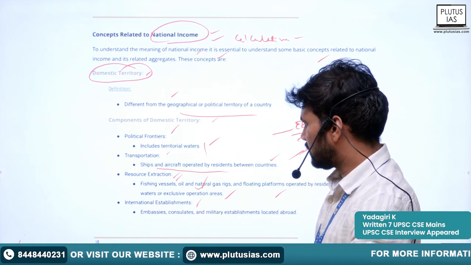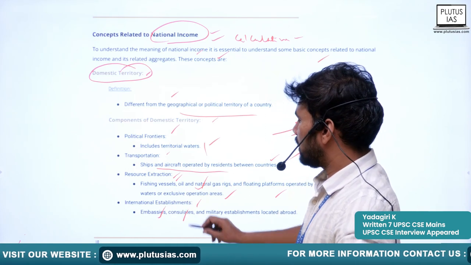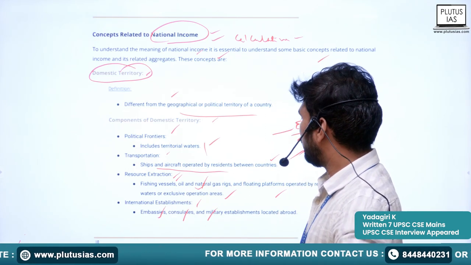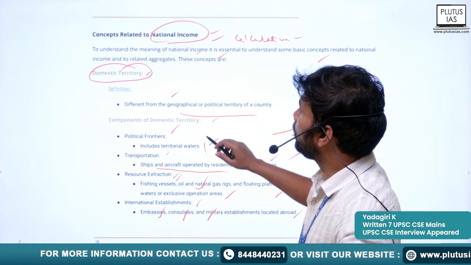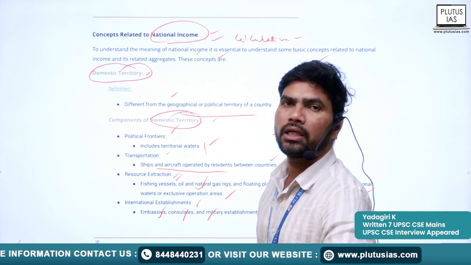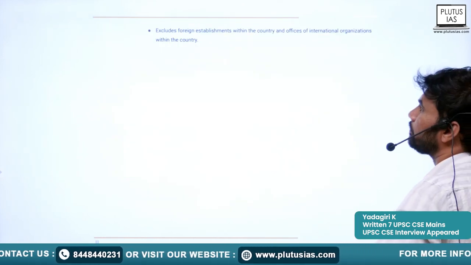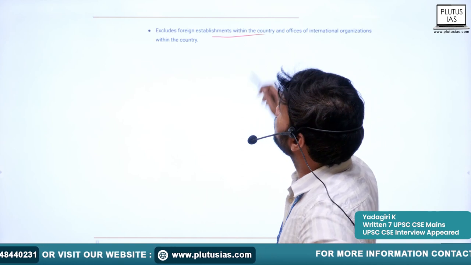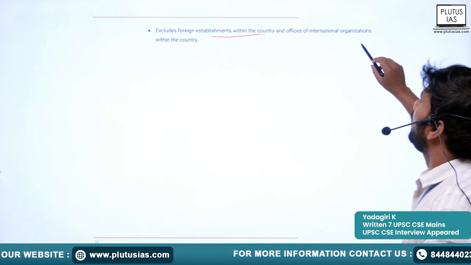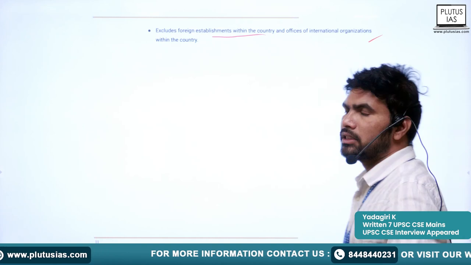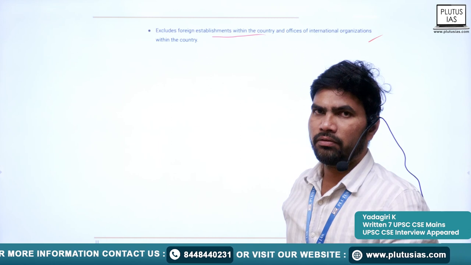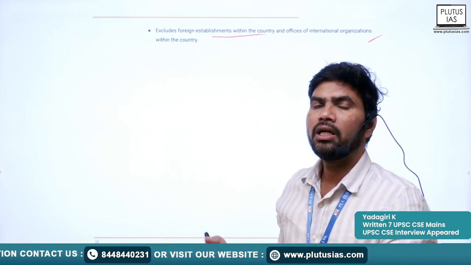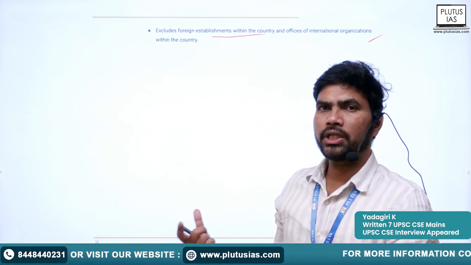Next is international establishments such as embassies, consulates, and military establishments. They are located abroad, but they are considered as domestic territory, right? So it excludes foreign establishments within the country and offices of international organizations within the country. For example, the embassies of foreign countries like the Embassy of USA, Embassy of France, etc., are excluded from the domestic territory for the calculation of national income.